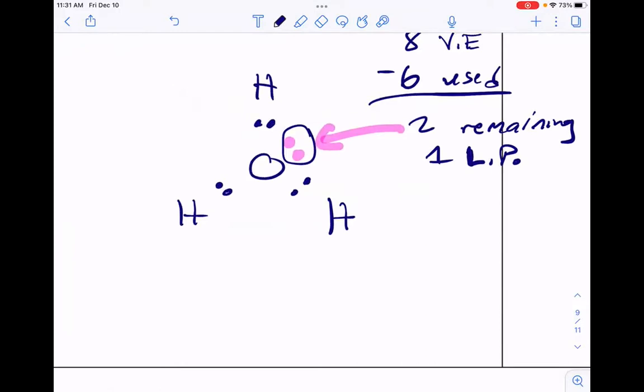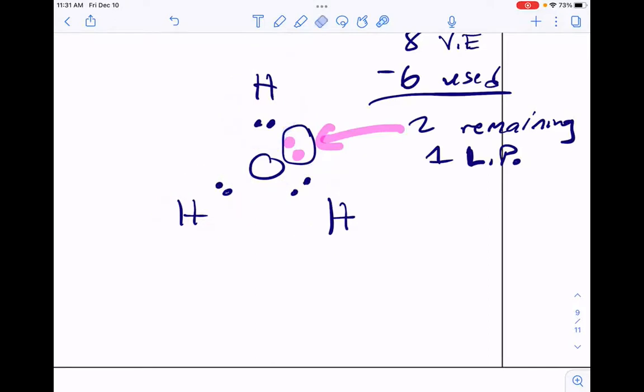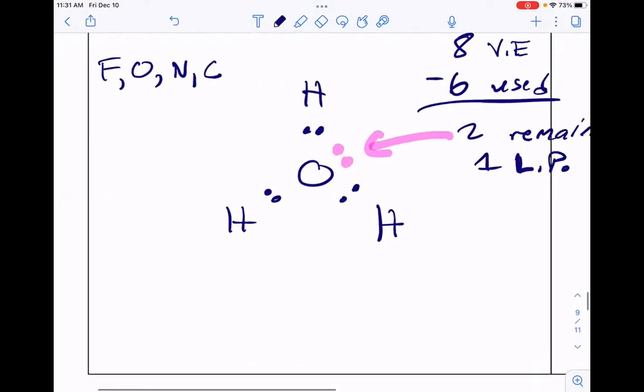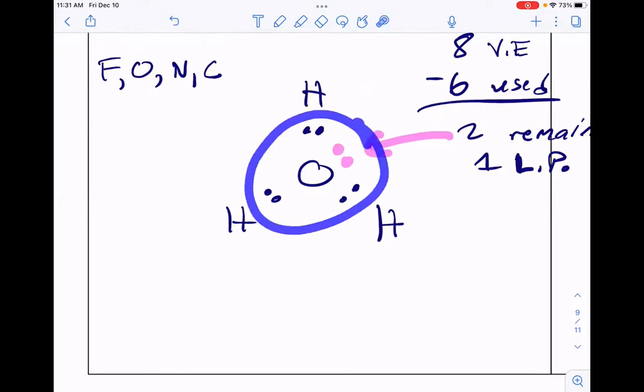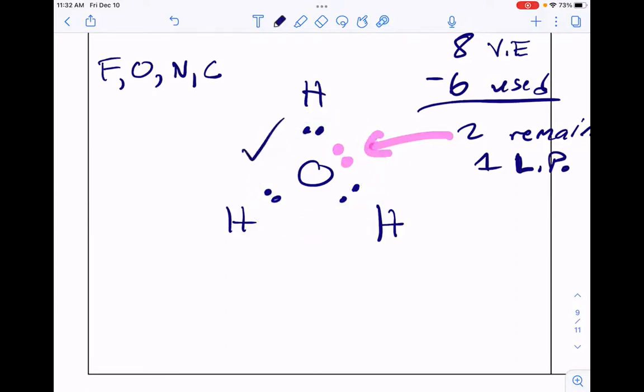Let's see here. What else am I missing? I'm not missing anything. So let's go ahead and just check our work. So here we have the duet, duet, duet. We're looking good. For oxygen, since our central atom is oxygen, oxygen is part of FONC, and so that means that we want to have the octet. We don't need to calculate the formal charge per se. So if we circle around oxygen, we have 1, 2, 3, 4, 5, 6, 7, 8. So octet. So oxygen already has its octet. So this is its final structure.